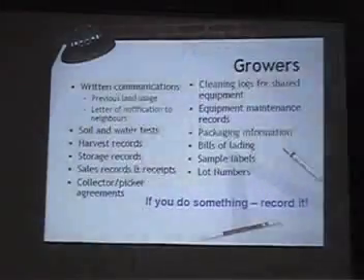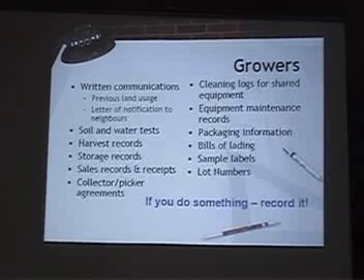Any written communications you've had, such as previous land usage records, the contamination control agreement, which I haven't encountered previously, but I know is very important. Letter of notification to your neighbors. Soil and water tests, harvest records, storage records, any in and out. Sales records and receipts. Any collector picker agreements.